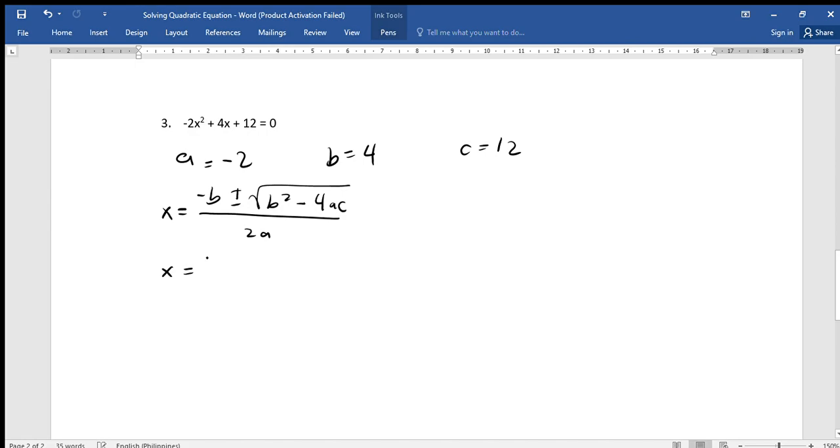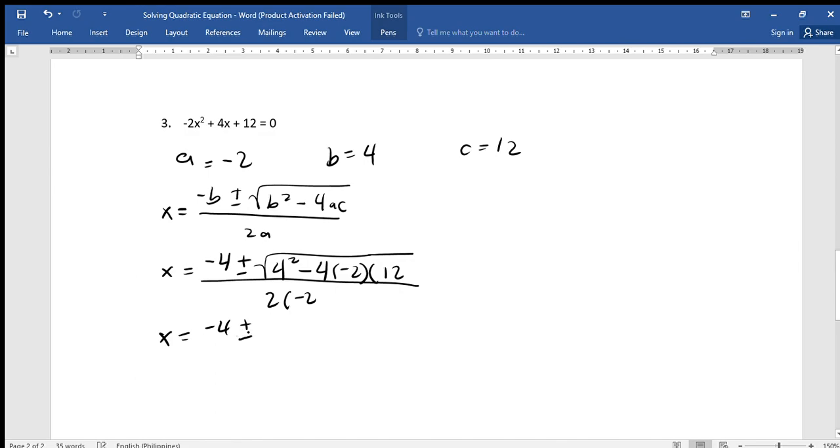So, X is equal to, yung B natin is 4. So, magiging negative 4 siya plus minus square root ng B squared, 4 raised to the second power, minus 4, yung A natin is negative 2, tapos yung C natin is 12. Wow, ang laki ah. Sige, so all over 2, yung A natin is negative 2. Wow, may negative sa ilalim. Sige, try natin to.